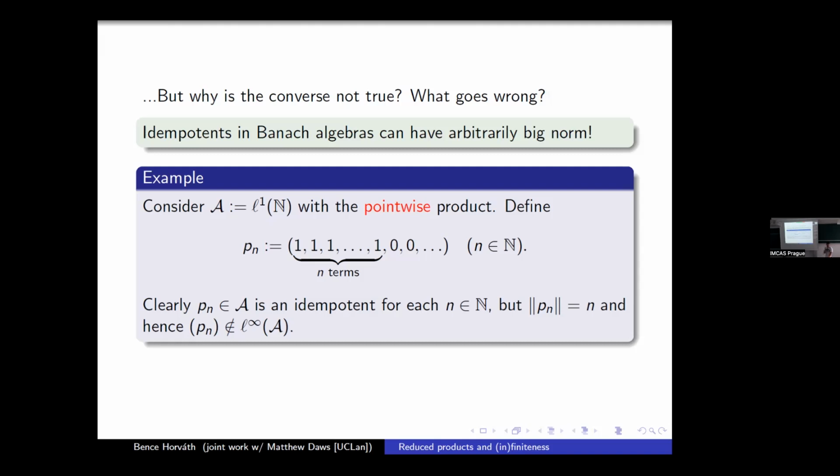But that's exactly, thanks for the observation. That's exactly why it works for C-star algebras, these proofs.